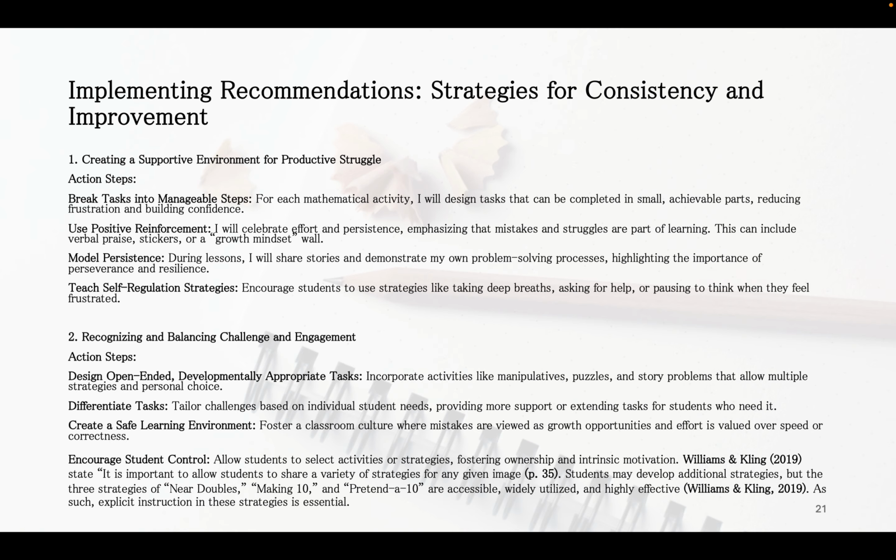And going back to recognizing and balancing challenge and engagement, I think I can design open-ended, developmentally appropriate tasks, incorporating activities like manipulatives, puzzles, and story problems that allow multiple strategies and personal choice. Tailor challenges based on individual students' needs, providing more support and extending tasks for students who need it. Foster a classroom culture where mistakes are viewed as growth opportunities and effort is valued over speed and correctness. And of course, also allow my students to select activities or strategies, fostering ownership and motivation.